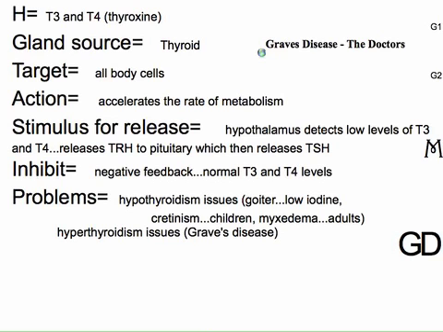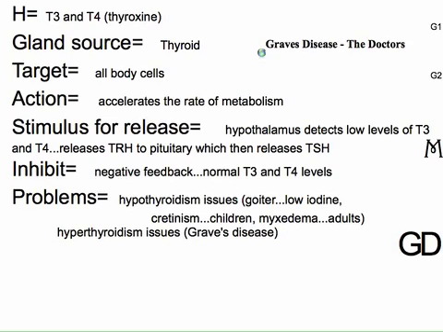So let's look at the first hormone that we need to look at. It's thyroxine, or T3 and T4. They're slightly different in their makeup. T4 has 4 iodines on it, so iodine is very necessary, and T3 has 3 iodines on it. The gland source is the thyroid, and T3 and T4 are going to target all of your body cells because it's going to enhance metabolism for these cells.